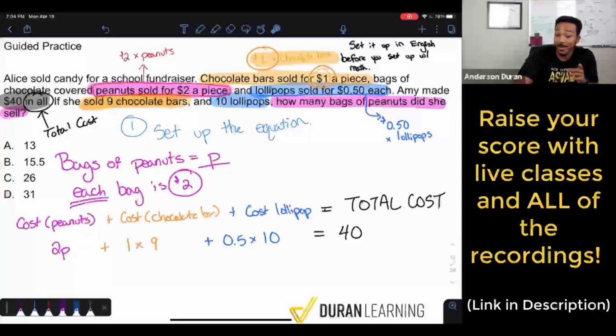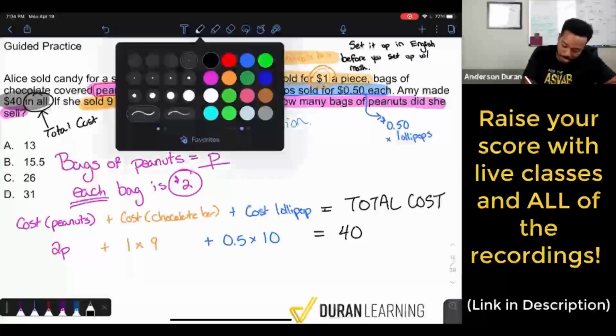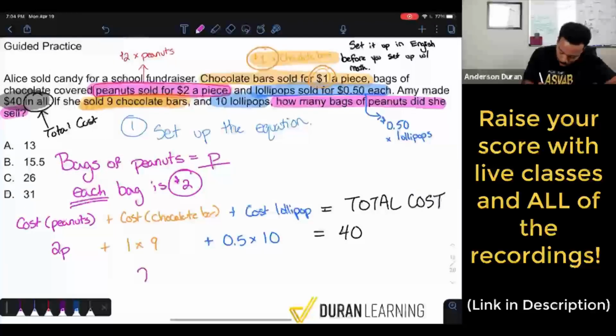Because if that makes sense to you, then you are on your way. That's progress right there. If you can start off with making it make sense in English, then translating it into math, then solving it, you're in a really good spot. So let's go ahead and crack this thing. Let's finish this off. So we have 2p.